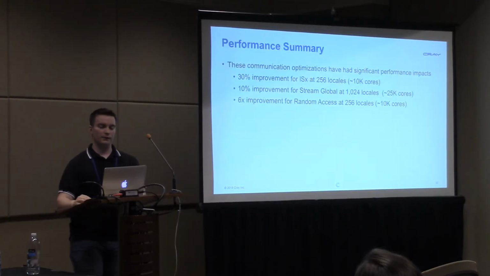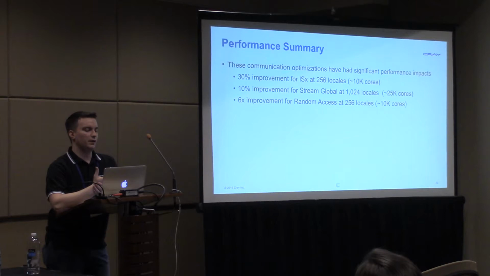Okay, so that's what I have for HPCC and RandomAccess. Summarizing these, there were 3 key communication optimizations over the last year, and these led to some significant performance improvements. We saw a 30% improvement for ISX at 256 locales, roughly 10,000 cores, so pretty good system sizes. We saw a 10% improvement for Stream Global at 25,000 cores, and over 6x improvement for HPCC RandomAccess at 256 locales. These are the 3 that I wanted to focus on today for communication optimizations.